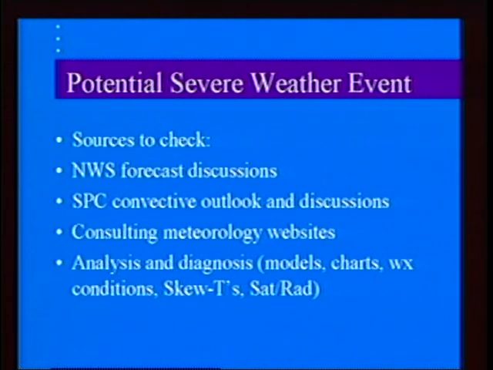When there's a potential severe weather event, there's several different sources that are important to check. Those are National Weather Service forecast discussions, Storm Prediction Center convective outlook and discussions. There's several different websites, and then also analyzing and diagnosing the weather situation with the forecast models, analysis charts, the current weather conditions, the Skew T's, and the satellite and radar data.